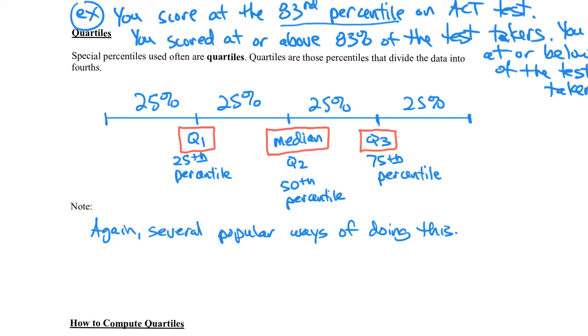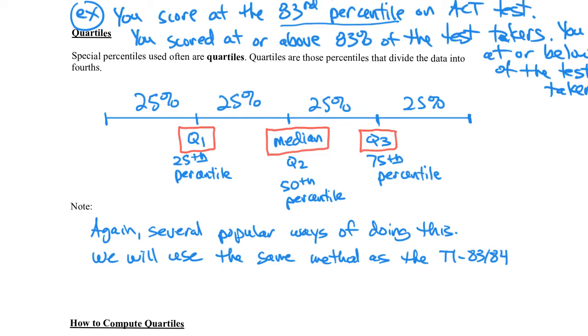We are going to use the same method as the TI-83 and 84, which is the most popular method. So we will use the same method as the Texas Instruments calculators do. Just as a little side note, SAS, that statistics software program, uses 5 different methods, so you can pick which method you want. Most of them give similar results. There are just little differences about how to handle certain cases. But for us, this is what we're going to do. It's the way that for most people makes the most sense.